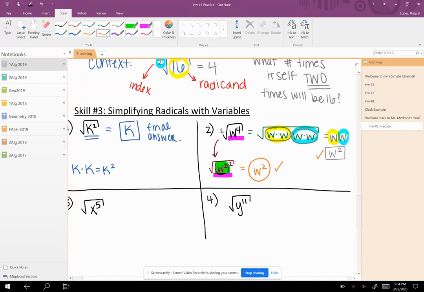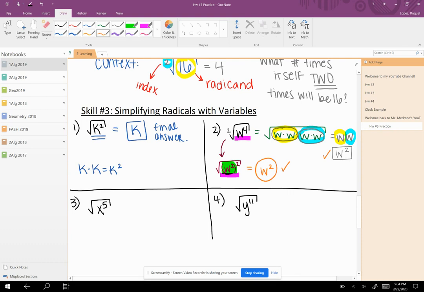Now let's take a look at something like x to the 5th power. So if I have something like x to the 5th power and I want to rewrite it as something, so x to some power squared. Well, how many times does 2 go into 5? 2, right? So I can do x squared, but that only gives me 4 copies of x, and I have 5 in my original radical, so that's why I'm going to write an extra x right there.